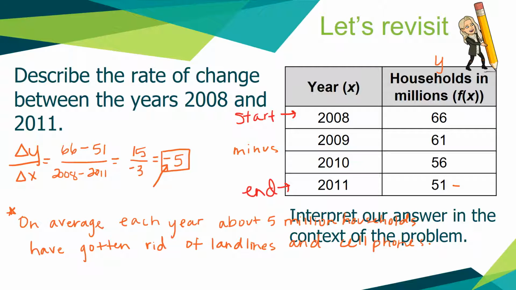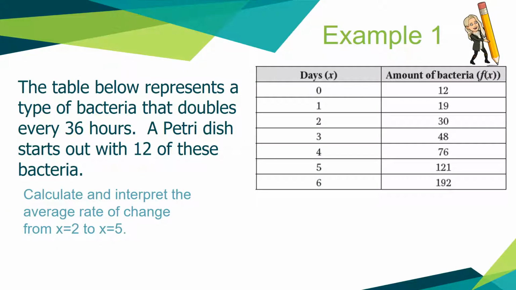So let's try another example. Our next example, we are again given a table. The table below represents a type of bacteria that doubles every 36 hours. A petri dish starts out with 12 of these bacteria. Now it's telling us we need to calculate and interpret. That's important. We also need to interpret the average rate of change from x equals 2 to x equals 5.